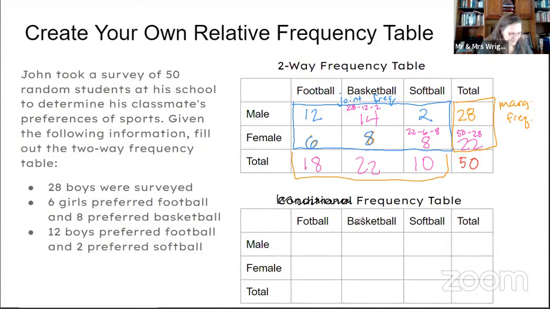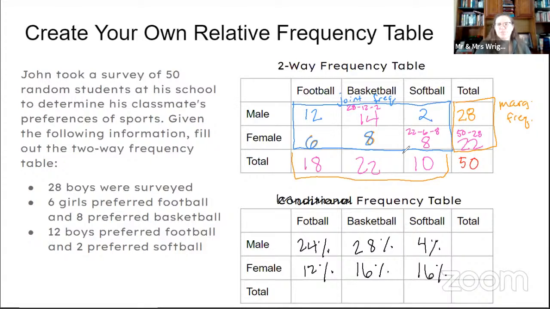All right, so males. Let's see, 12 divided by 50 is 0.24, so 24%. Basketball, 14 divided by 50 is 28%. Softball, 2 divided by 50 is 4%. 6 divided by 50 for females who like football is 12%. 8 divided by 50 for females who prefer basketball is 16%. And females who prefer something else is going to be 16% as well.